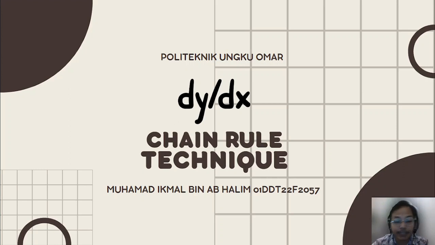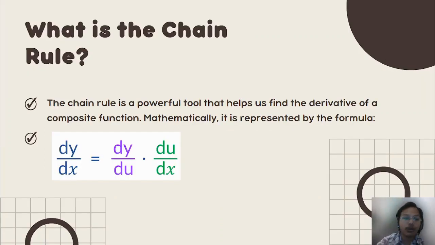Now, let's dive into the details. So, what is the chain rule? The chain rule is a powerful tool that helps us find the derivative of a composite function. Mathematically, it is represented by the formula dy/dx equals dy/du multiplied by du/dx. This formula breaks down the process of finding the derivative of a composite function into manageable steps.